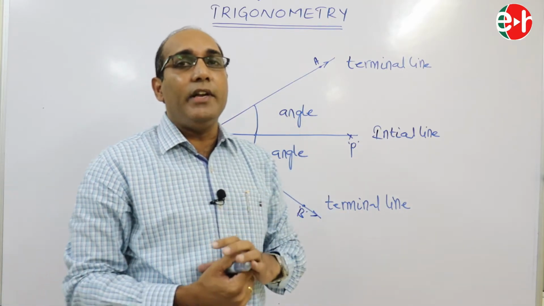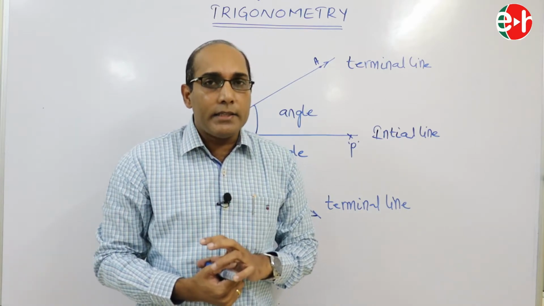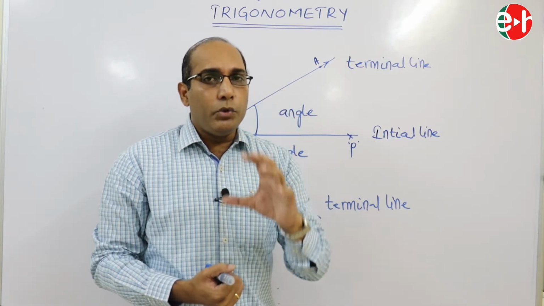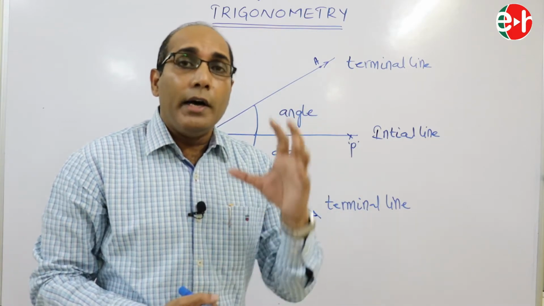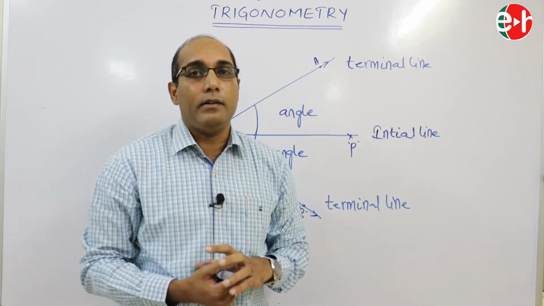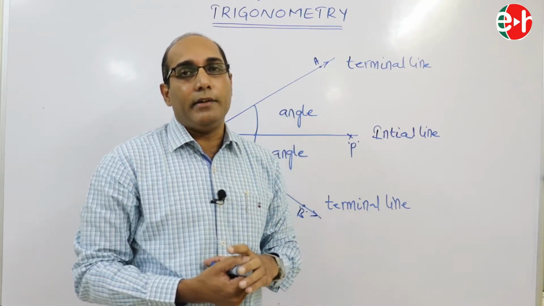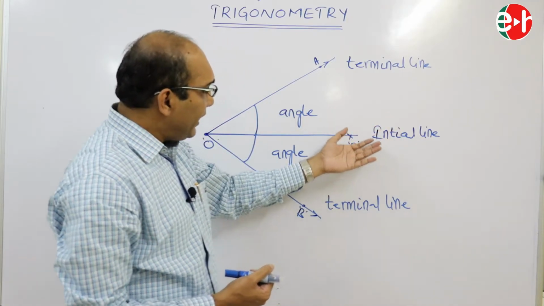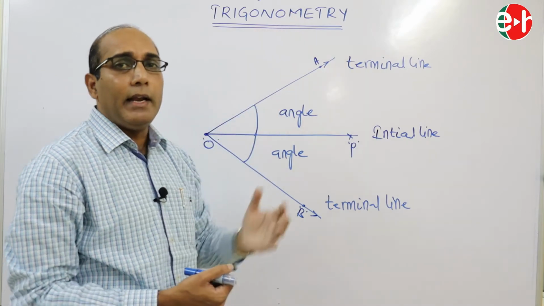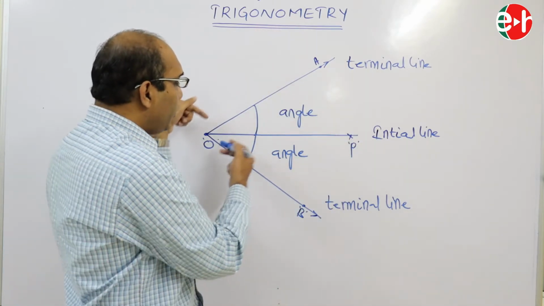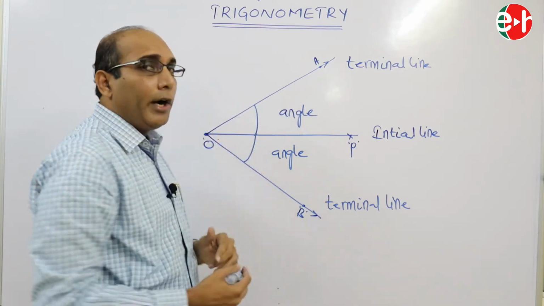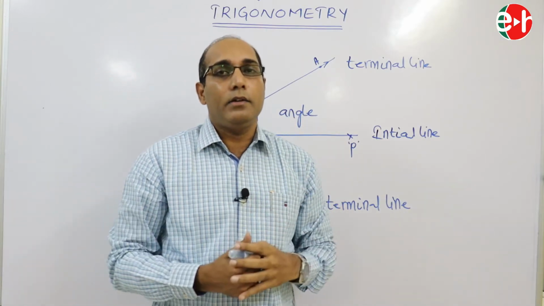Now, the second definition of the angle is that the union of the two rays with the common endpoint is also referred to as an angle. Now, what is the first definition? The first definition is the amount of rotation made by a line. The second definition is the union of the two rays with the common endpoint forms an angle.